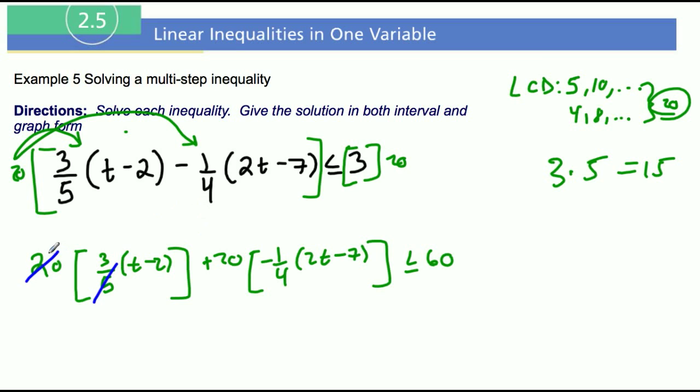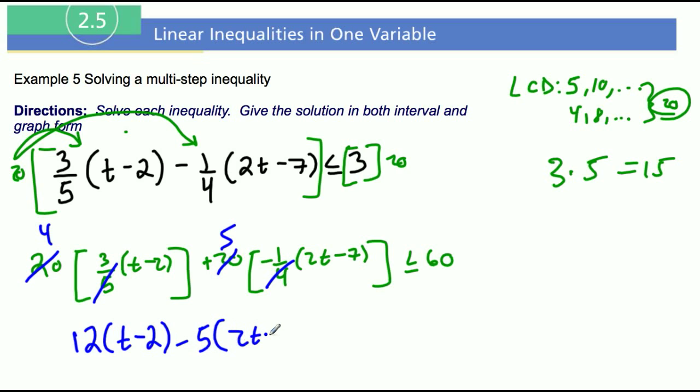So 5 goes into 20 4 times. So 4 times 3 is 12. And then we have t minus 2. That's nice. 4 goes into 20 5 times. So I get 5 times, and this is a negative 1 right here. Actually, I'll do it right now. 5 times negative 1 is negative 5. So I'll just change this to a negative 5 then. So negative 5 times (2t minus 7) less than or equal to 60.